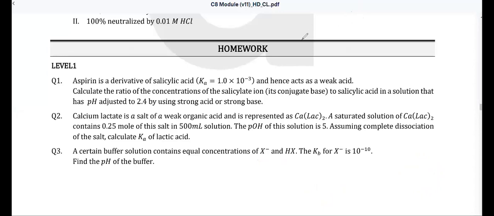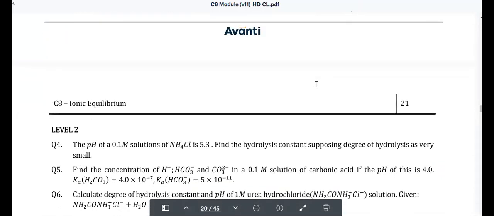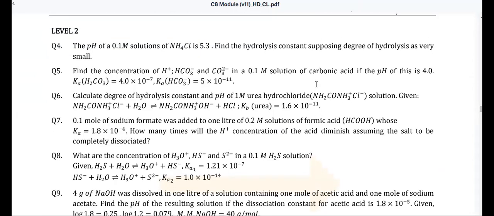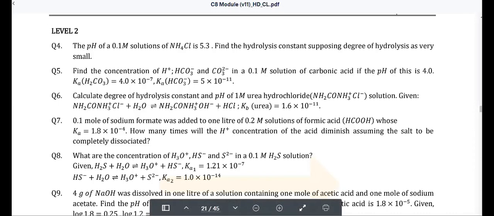Okay, now let's see. Question 4 to 9, everyone. Please ask so that I can know whether you have solved or not. No one is asking. Okay.